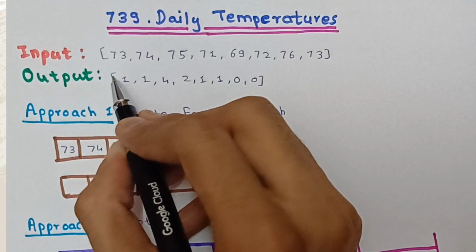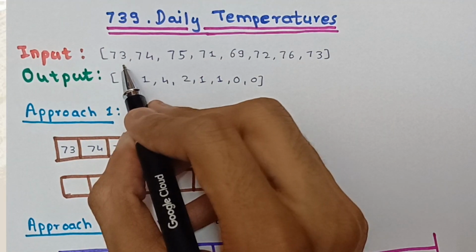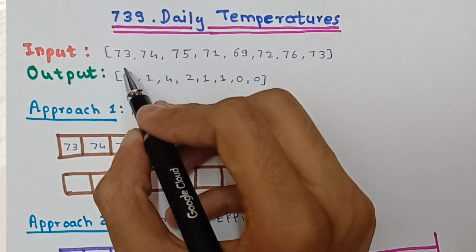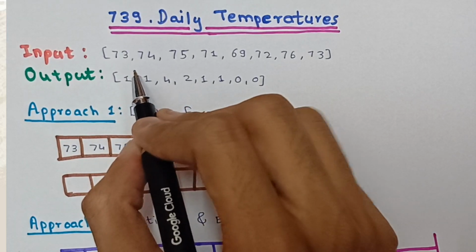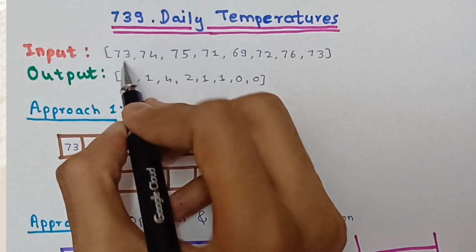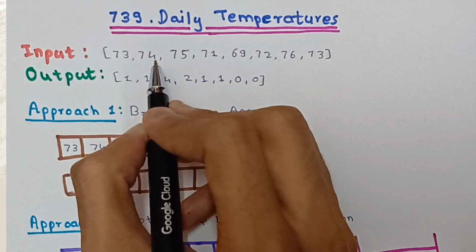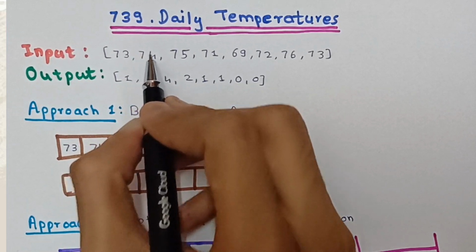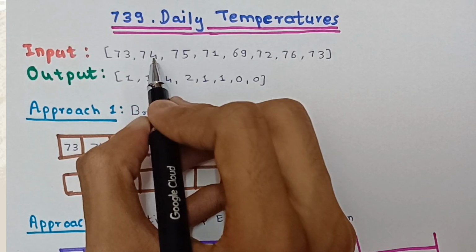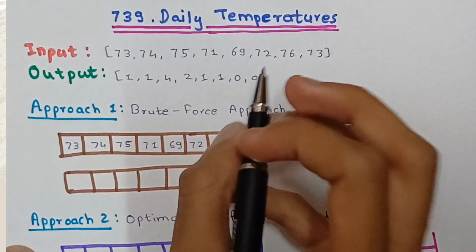The problem says that we have to find the next warmer temperature of the ith element. So this is similar to the next greater element. It means we have to find the next greater temperature than the ith element, and subtract the index of the smaller element from the index of the greater element. I will explain here.